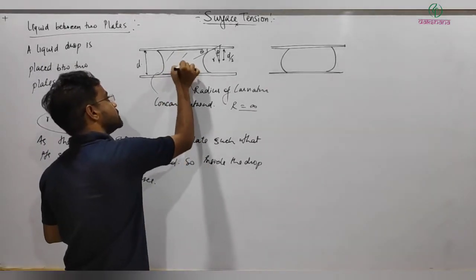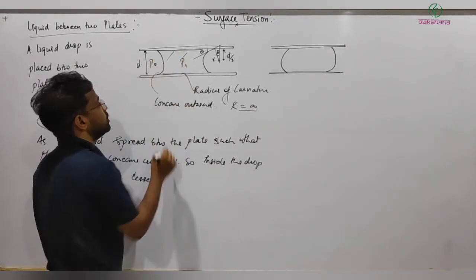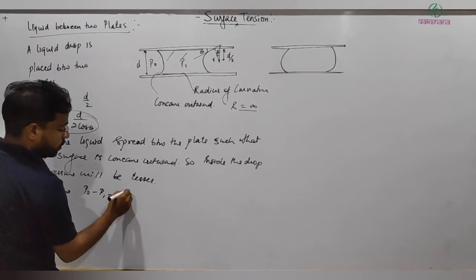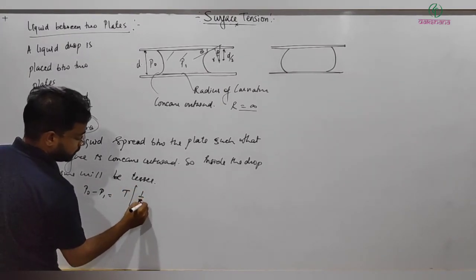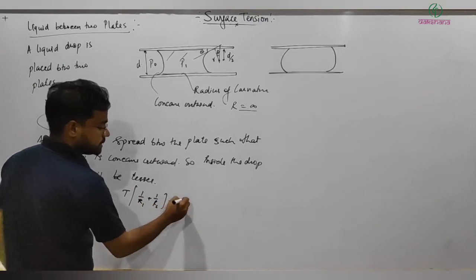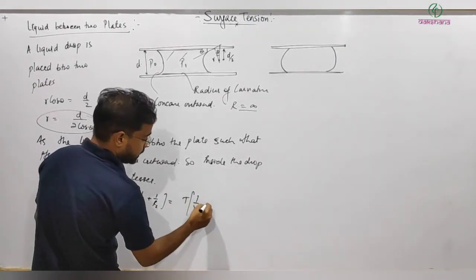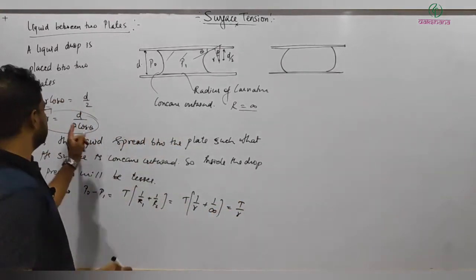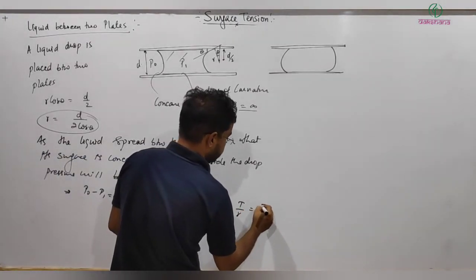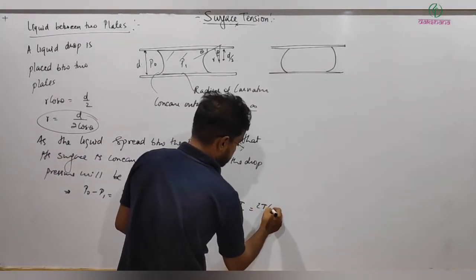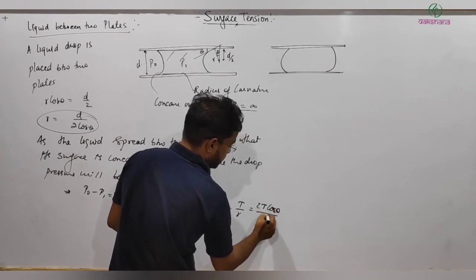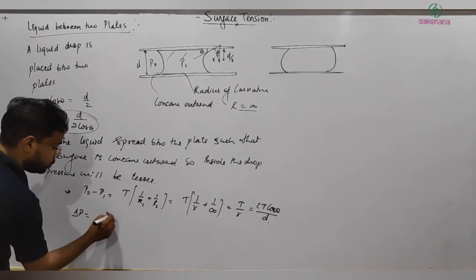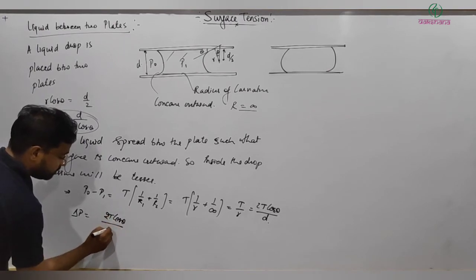So here I can write this as P1, and this is P naught. Then we can write P naught minus P1, that will be given by what? T into 1 by R1 plus 1 by R2, where T is surface tension, and 1 by R2 is infinity, so it's basically T by r. Substituting this, we get T into 2 cos theta divided by D. So that will be the excess pressure. So delta P can be written as 2T cos theta divided by D.